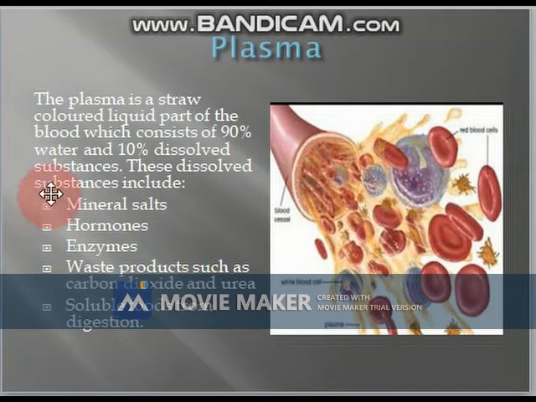And we have the blood plasma. Like I said, the color of blood is synonymous to that of the color of the plasma, and so the plasma is a straw-colored liquid part of the blood, which consists of 90% water and 10% dissolved substances. These dissolved substances include mineral salts, hormones, enzymes, waste products such as carbon dioxide and urea, and then soluble foods from digestion. From the diagram, you can see the plasma, which is the liquid portion, and then we have the other parts, the red blood cells, the white blood cells, and then the blood platelets in there. So they together form the blood, and then we have the other components in there.